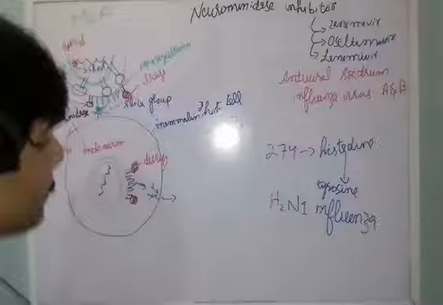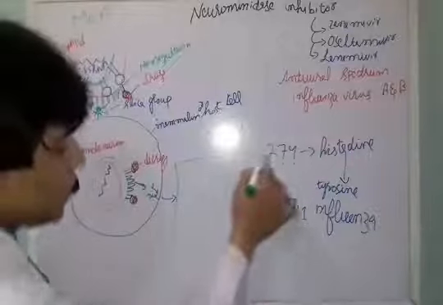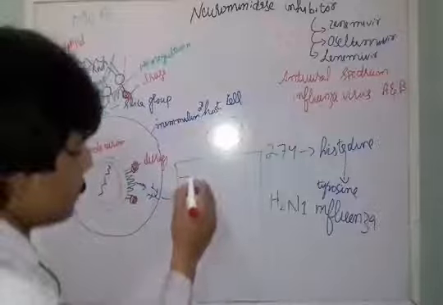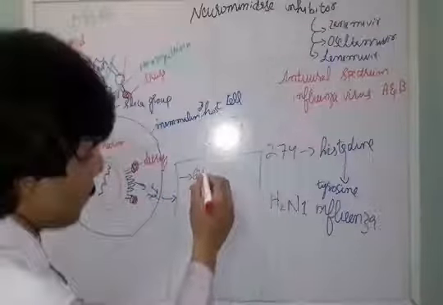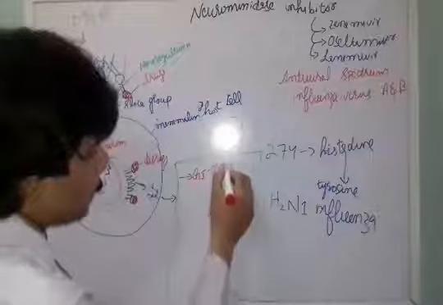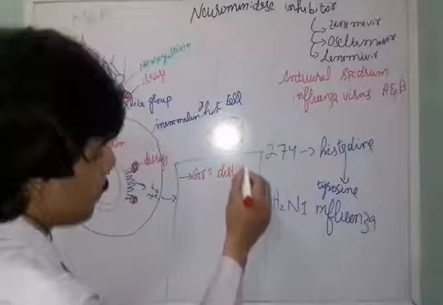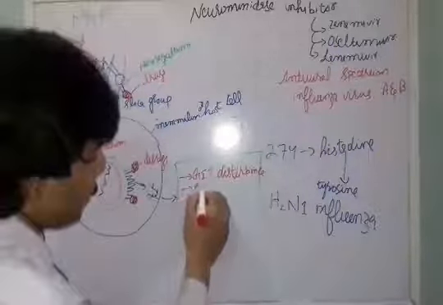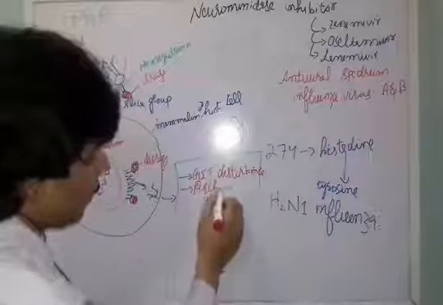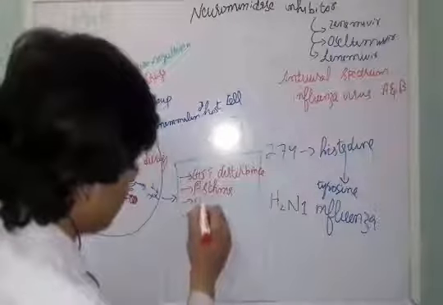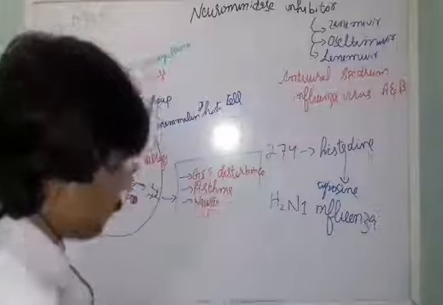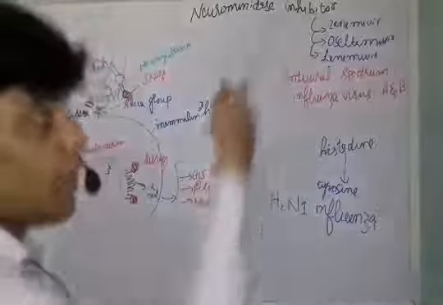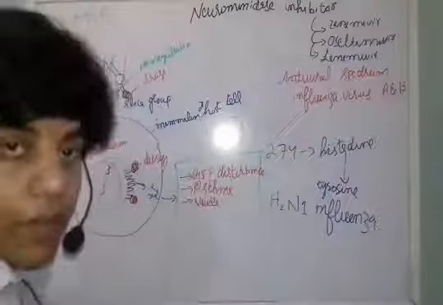Now let me talk about the adverse effects of these drugs. The adverse effects of these drugs are GIT disturbance, asthma and nausea. So that's all about the neuraminidase inhibitors. Fine. The resistance, mechanism of action of these drugs and the adverse effects.